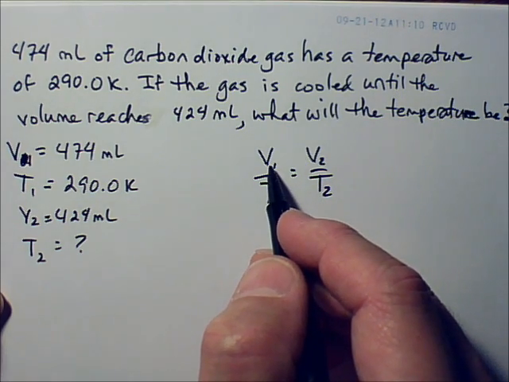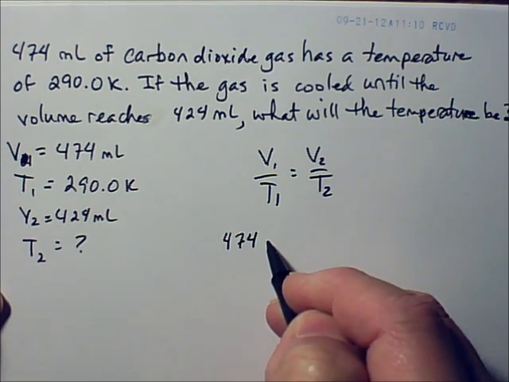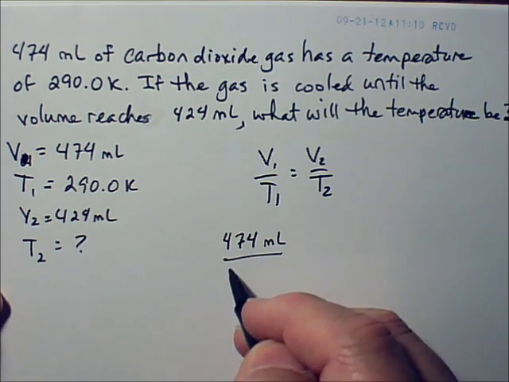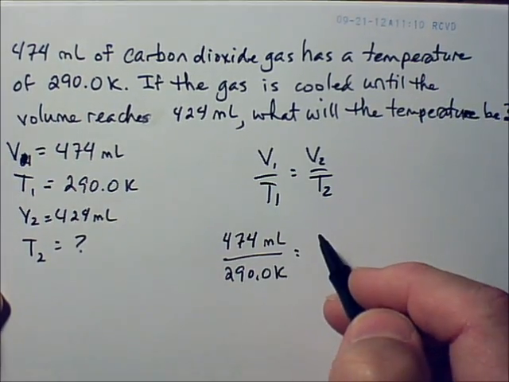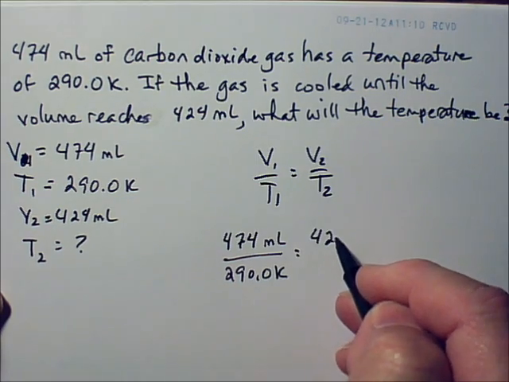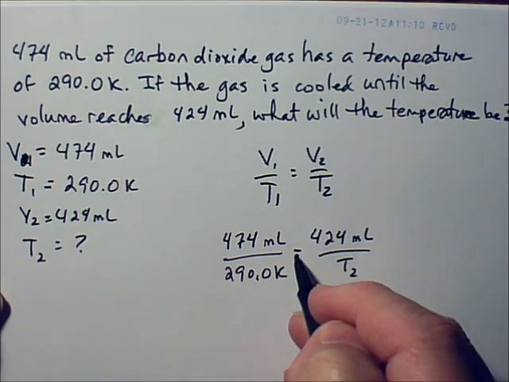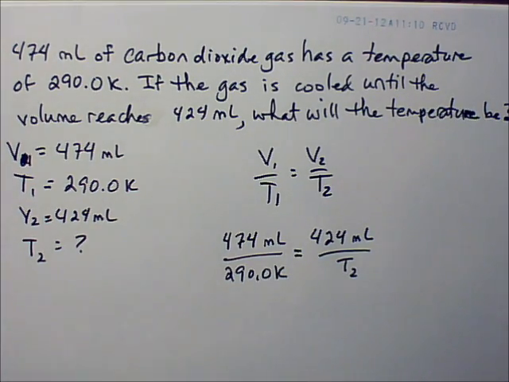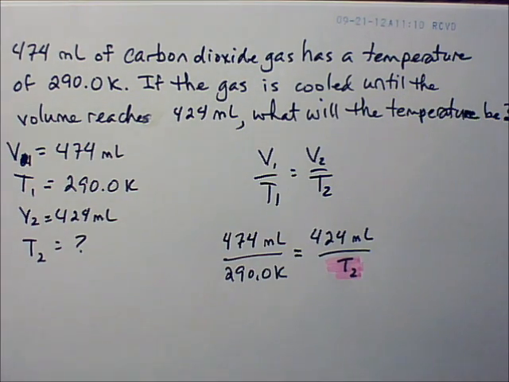All right, so we're going to plug in the number here for volume 1. 474 milliliters. T1 is 290.0 K. And we've got V2 is 424 milliliters. And we have a T2 we don't know. And I've told you before that you cannot solve for an unknown, at least not directly, that's on the bottom of a fraction. So to solve for this one, we've got to flip. So both sides have to be flipped.